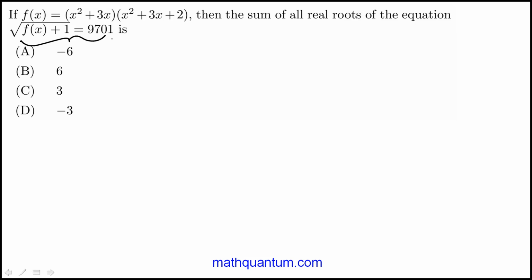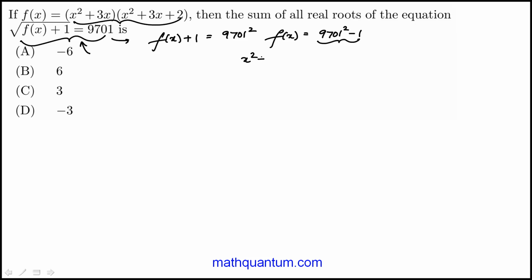So here I'll start by squaring that equation, and that means f of x plus 1 is 9701 squared. Just remember that anytime you square these radical equations, you have to always make sure you substitute your solutions back and that you don't end up with any extraneous solutions. So we'll confirm that at the end. That's something to always keep in mind. Now here, this looks like our difference of squares, and I'll plug that in on this side as well.